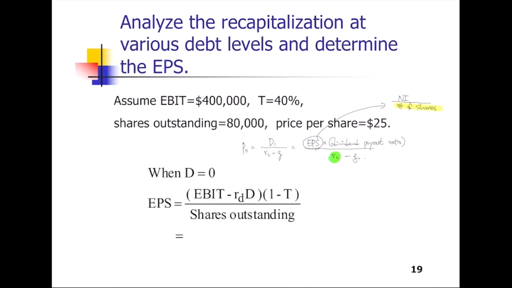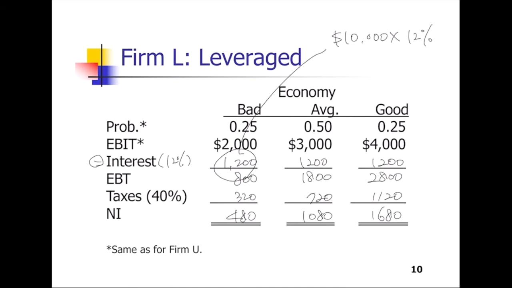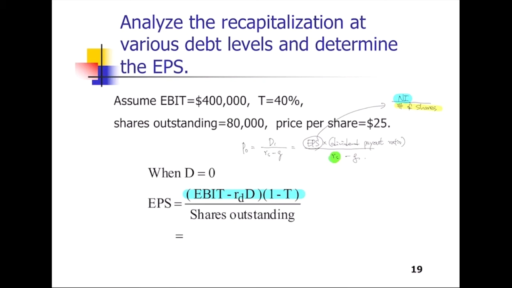Now we are going to analyze the recapitalization at various debt levels. So in this case, when debt is 0, right? And net income here, right? I already copied the equation, and it can be calculated using this equation, right? Yeah, we already learned how to get the net income, right? The EBIT, subtract the interest, and multiply by one minus the tax rate, and then we get net income, right? So just input the numbers here.